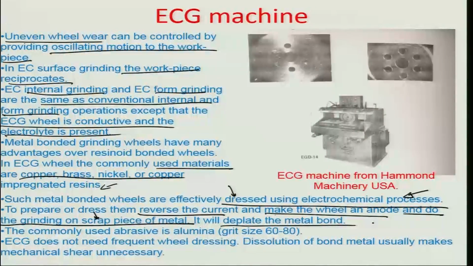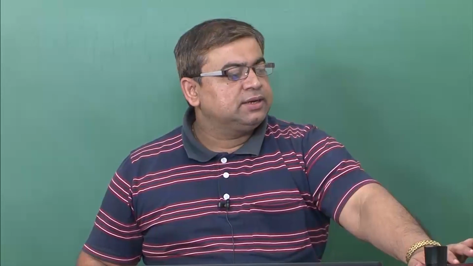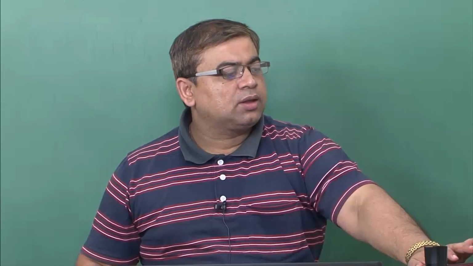One very commonly used abrasive is alumina, maybe with a grit size of 60 to 80. Unlike conventional grinding, the ECG wheel may not need much dressing. It may not be frequently dressed because the mechanical action is very low in comparison to the electrochemical action of the wheel. So that's about the ECG process. More or less we have covered all the aspects of the process.